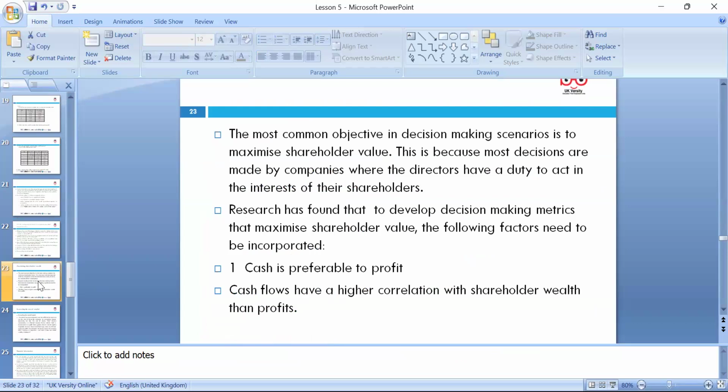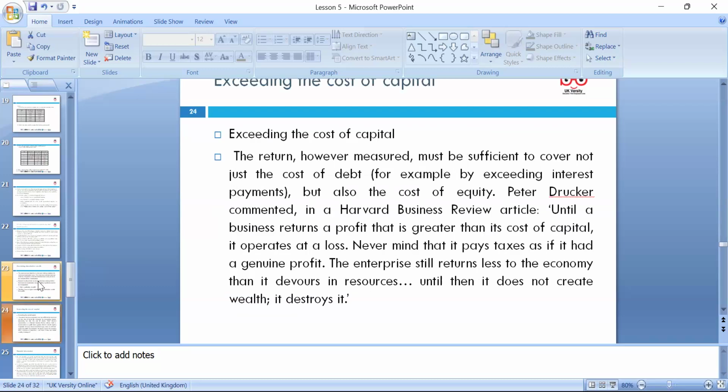Anything you do, think about what impact it will have on the share value. Research found and developed the decision metrics. For shareholders, cash is preferable to profit, because if you do credit sales, maybe you have a profit, but it is based on credit sales. Cash flow has a higher correlation to shareholder value. If you do more cash sales and have more cash, it increases the share value. Your return should exceed the cost of capital.